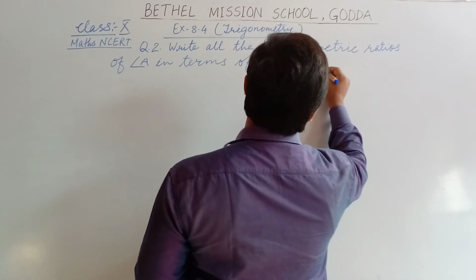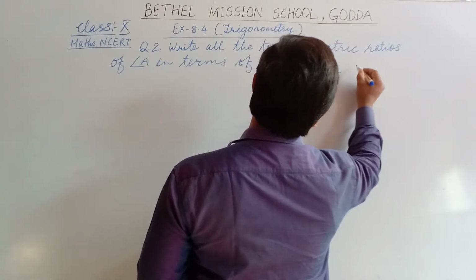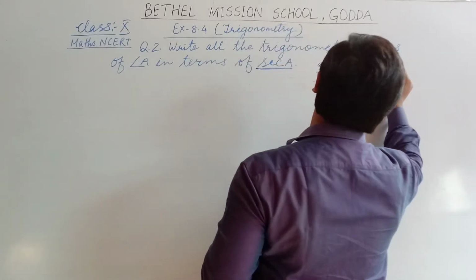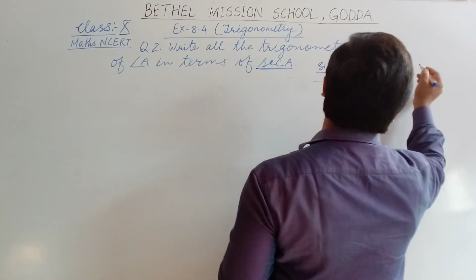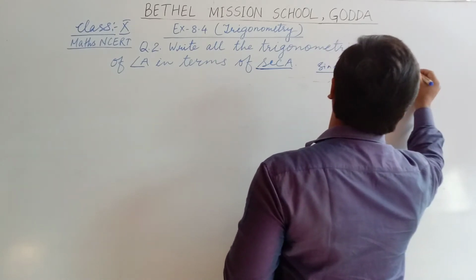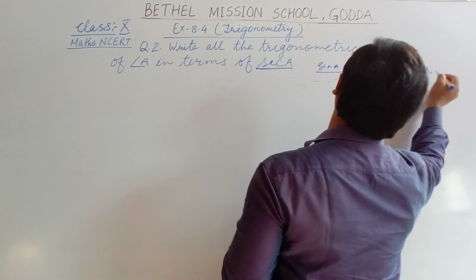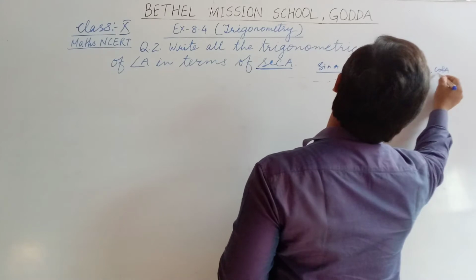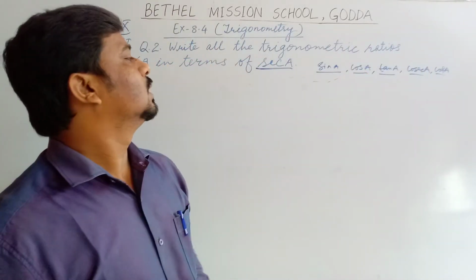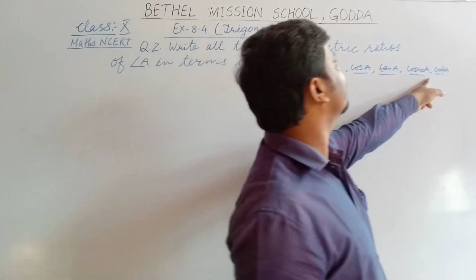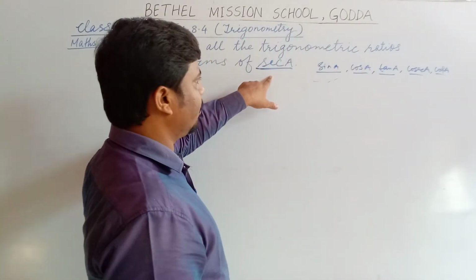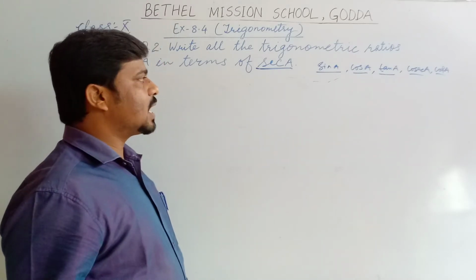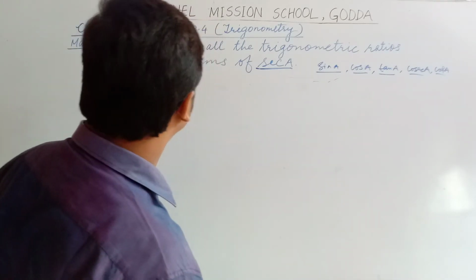We have sin A, cos A, tan A, and cosec A and cot A. 2, 3, 4, 5. Total we have 5 ratios. These all ratios we have to change in the term of sec A by applying the trigonometric identities. So you know that we have three trigonometric identities.